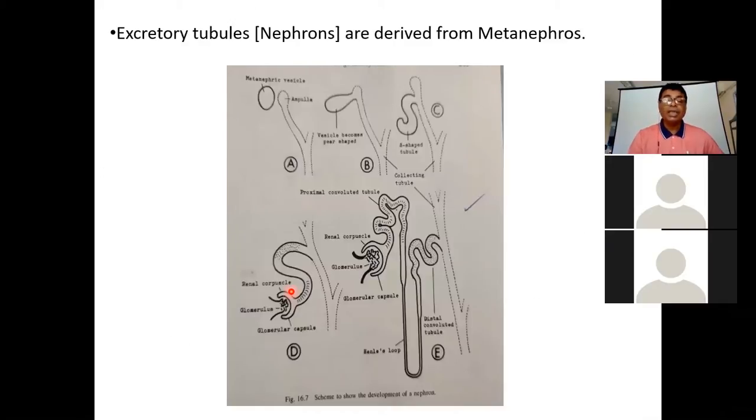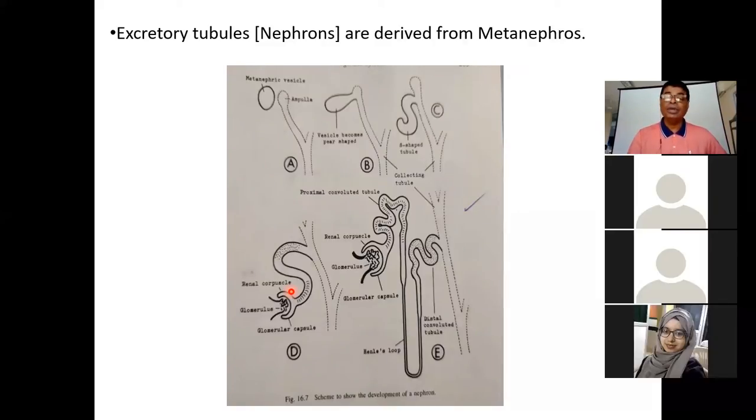So this kidney has mainly two different portions. One is the excretory portion, and the other is the collecting system. The excretory system is the nephrons. The nephrons are the structural and functional unit of the kidney, and these nephrons, the excretory tubules, are actually derived from the metanephros.